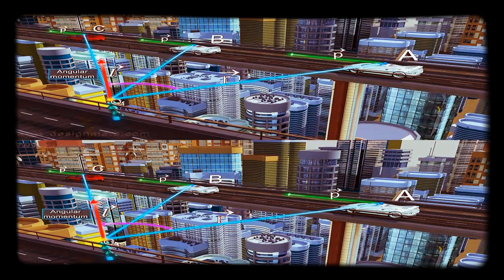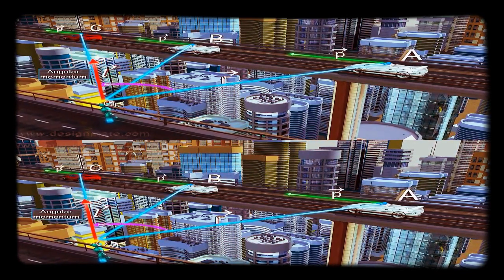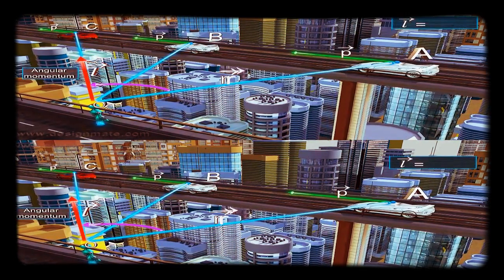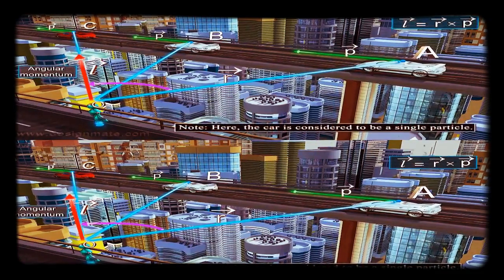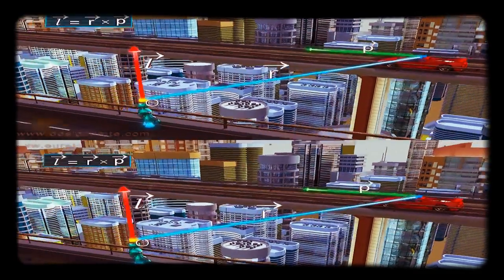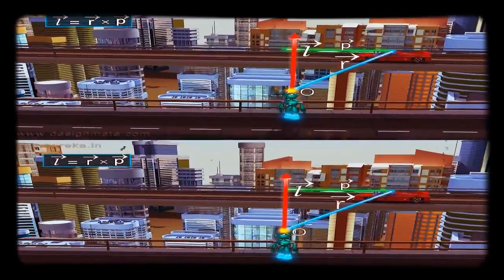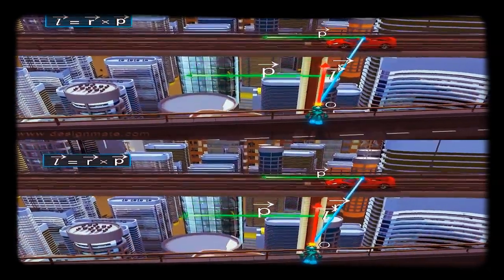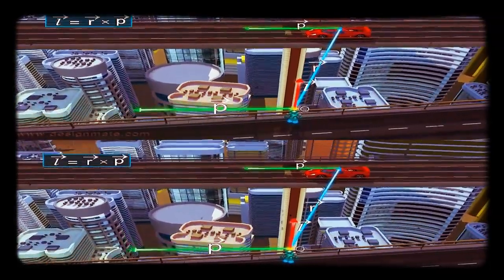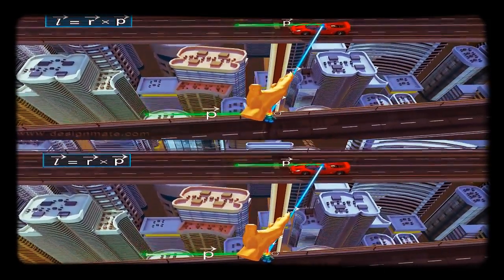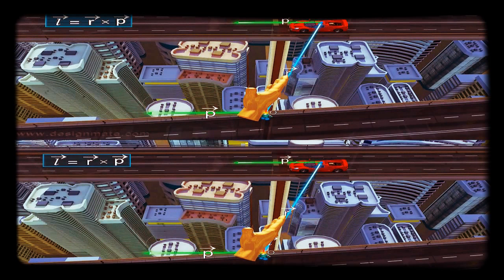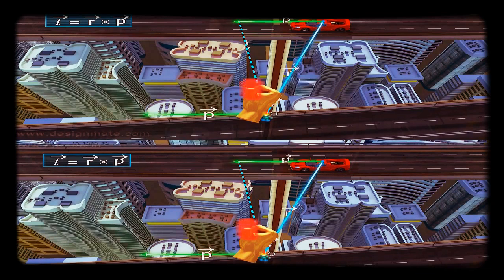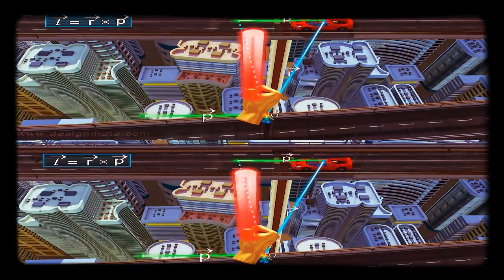According to this definition, at position A, the angular momentum of the car about O is given by vector L equals vector r cross vector p. To find the direction of the angular momentum, vector L, we slide vector p until its tail is at O. Then we use the right-hand rule for vector cross products, sweeping the fingers from vector r to vector p. The outstretched thumb then shows the direction of angular momentum.